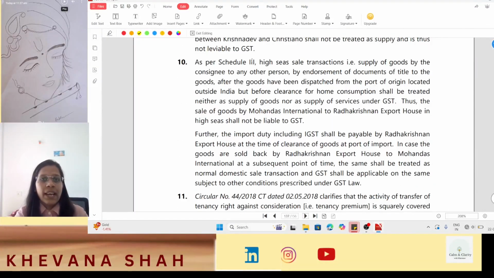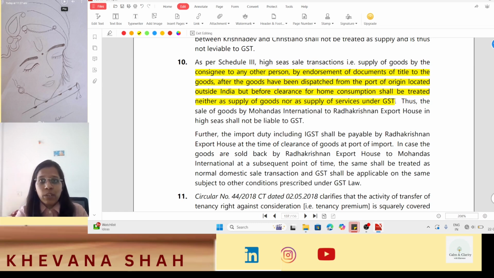As per Schedule 3, your high sea sales transaction, that is supply of goods by consignee to any other person by endorsement of documents of title to the goods after goods have been dispatched from the port of origin located outside India but before clearance for home consumption, shall be treated as neither supply of goods nor supply of services.